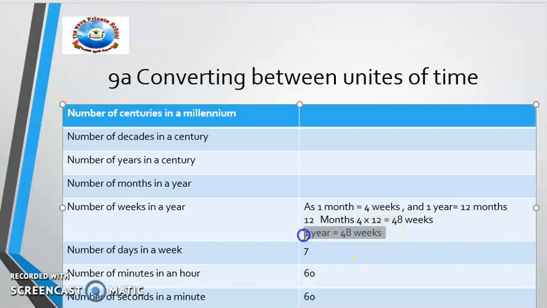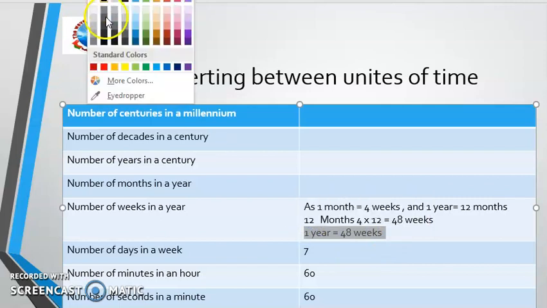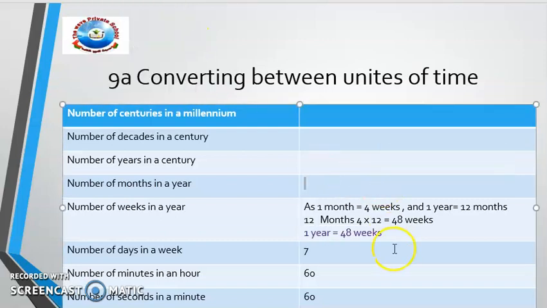So this is the answer. Why? Because they asked for the number of weeks in a year. We think in our mind that in a month there are 4 weeks, then 12 months will be 4 multiplied by 12, 48 weeks, and 12 months equal 1 year. So it means 48 weeks in a year.